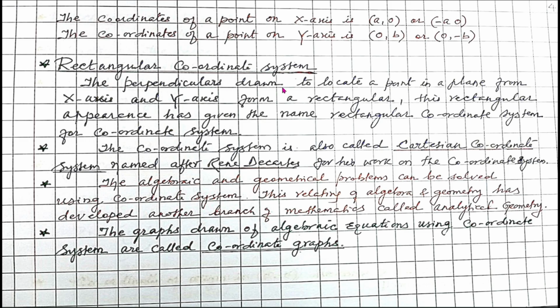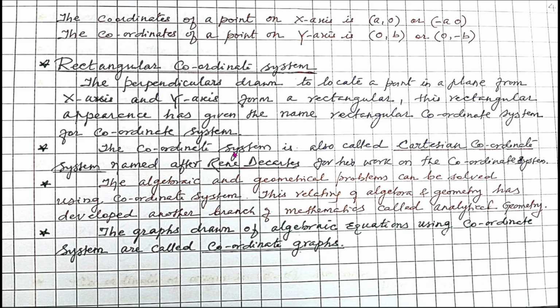Now, the rectangular coordinate system. The perpendiculars drawn to locate a point in a plane from the x-axis and y-axis form a rectangle. This rectangular appearance has given the name rectangular coordinate system, only because when we locate a point in a plane, the perpendicular distances which we draw from the x-axis and the y-axis give the shape of a rectangle, and therefore the coordinate system is called the rectangular coordinate system.